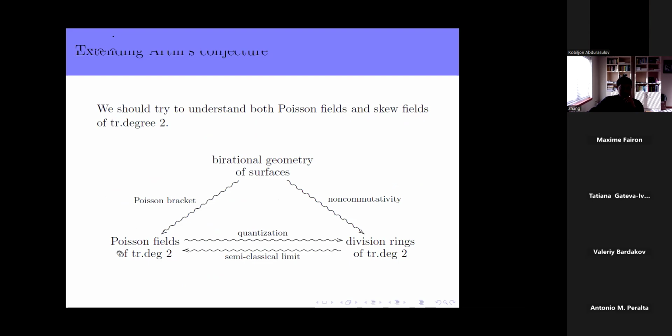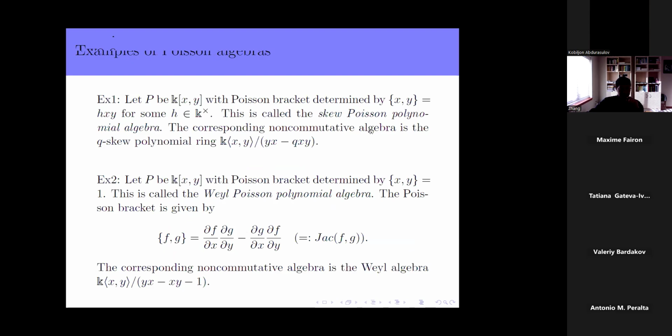now we are on this side, the Poisson side. I gave you an example of a Poisson algebra: a commutative polynomial ring with Poisson bracket determined by the bracket of x, y equal to h of xy. I claim that if we take deformation quantization, you get the q-skew polynomial ring. Starting from the q-skew polynomial ring, if you take the semi-classical limit, you get this Poisson algebra. So the corresponding non-commutative algebra is the q-skew polynomial ring. So this is the first example of a Poisson algebra. And of course, everybody knows this.